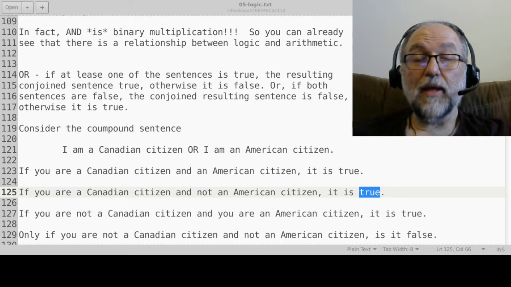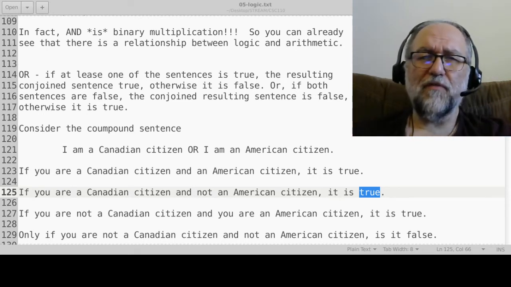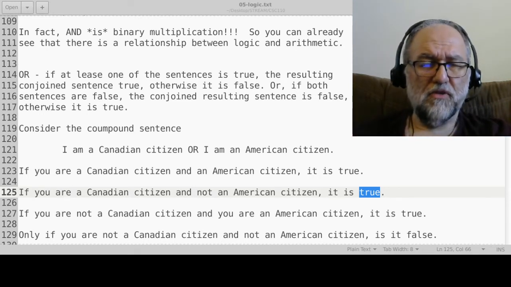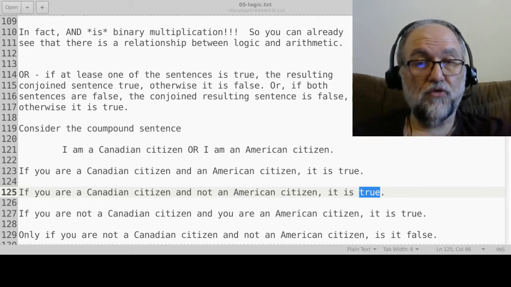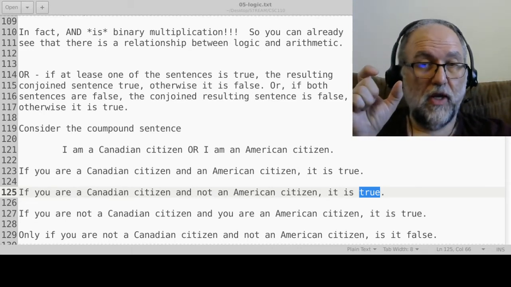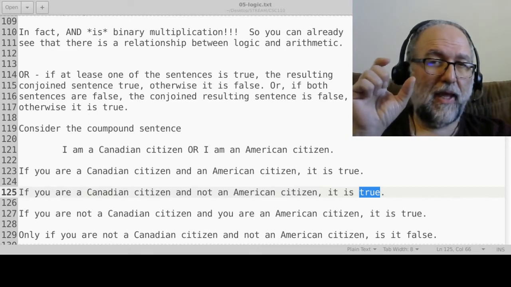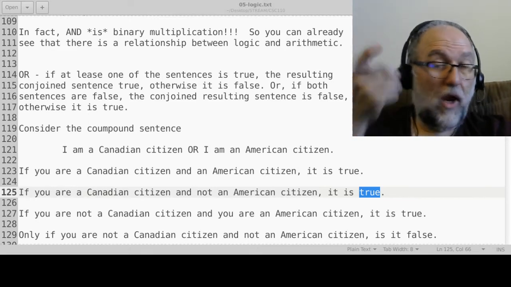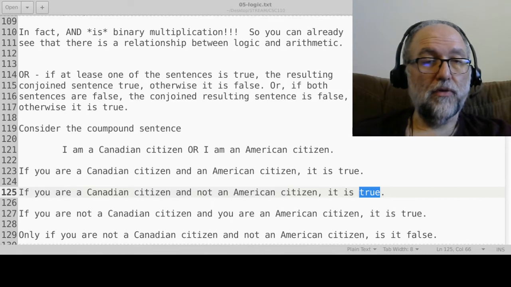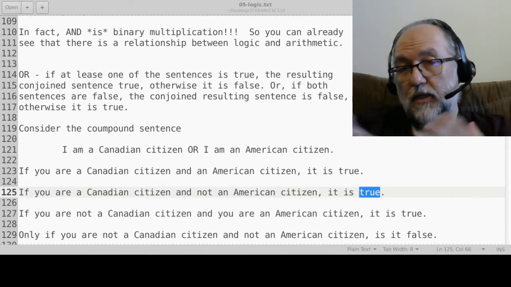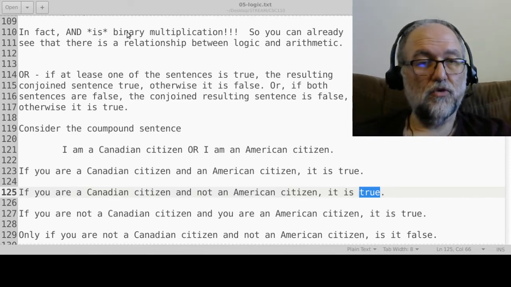You might think of it working a little bit better if you think of it in terms of a question. If someone said to you, are you Canadian or American, and you're one of them, you would say true. Because the word or says I'm not that picky, either one or the other, or both. So if you're a Canadian citizen and not an American citizen, the sentence is still true.